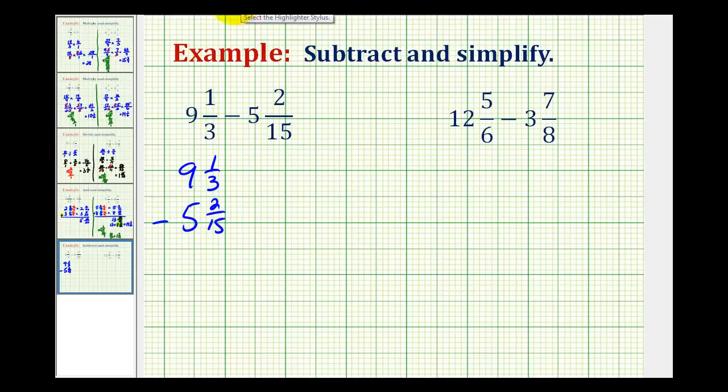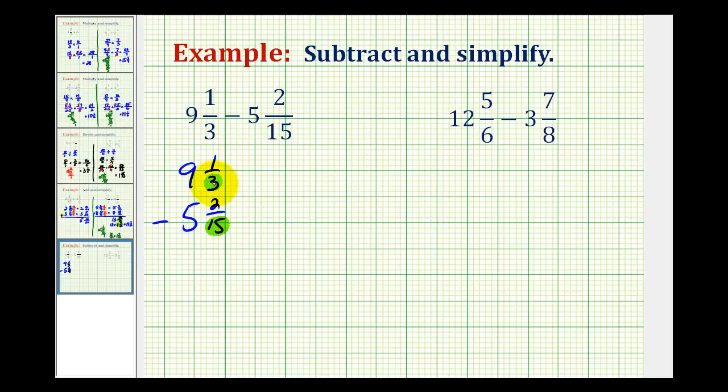The next step, just like any other fraction problem, will be to determine the least common denominator when we have a denominator of 3 and 15. And the least common denominator is the least common multiple of 3 and 15, or the smallest number that is divisible by both 15 and 3, which would be 15.